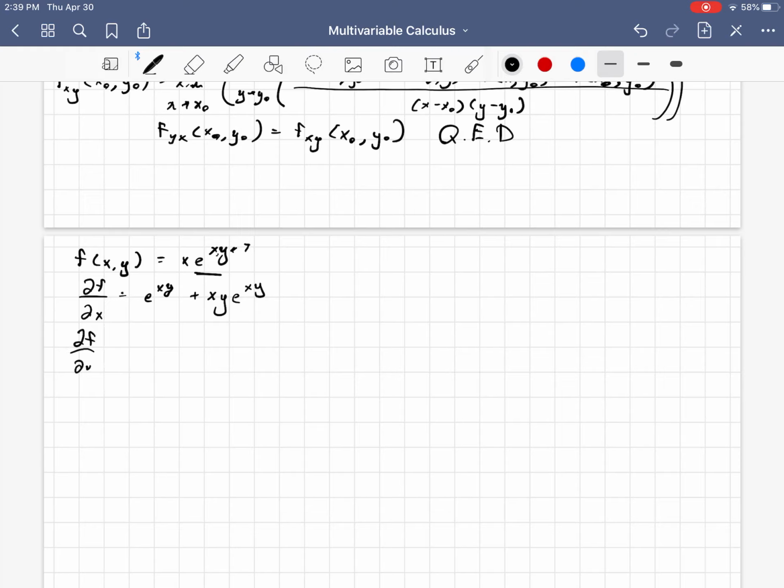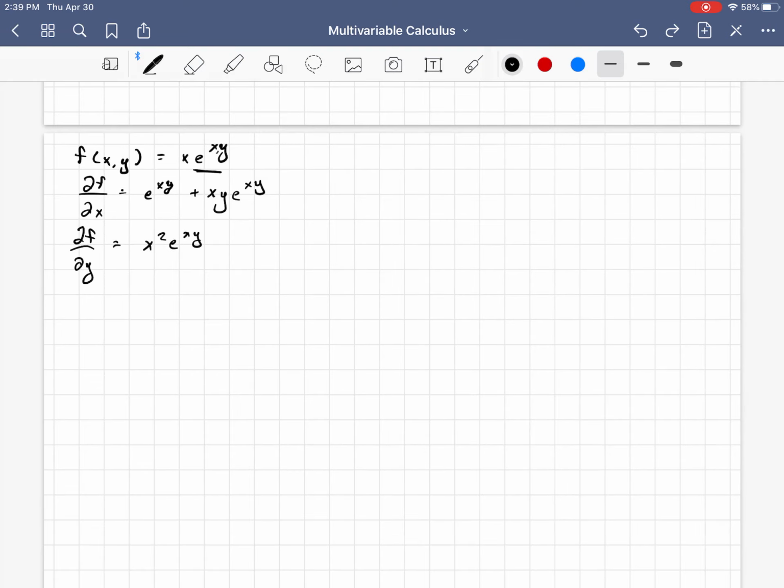The partial of f with respect to y is going to be equal to, well, this one will be easier, right? That's just going to be x squared e to the xy, because I have this factor of x, and then I take the derivative of xy in the exponent of that e there, and that gives me another x with respect to y, and so then I have x squared out front. Now you'll see these written as, so now this is f sub x, and this is f sub y.